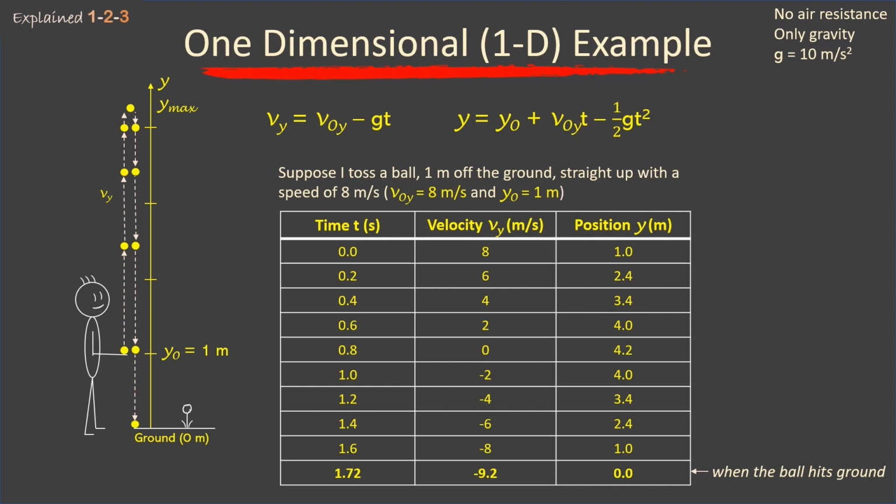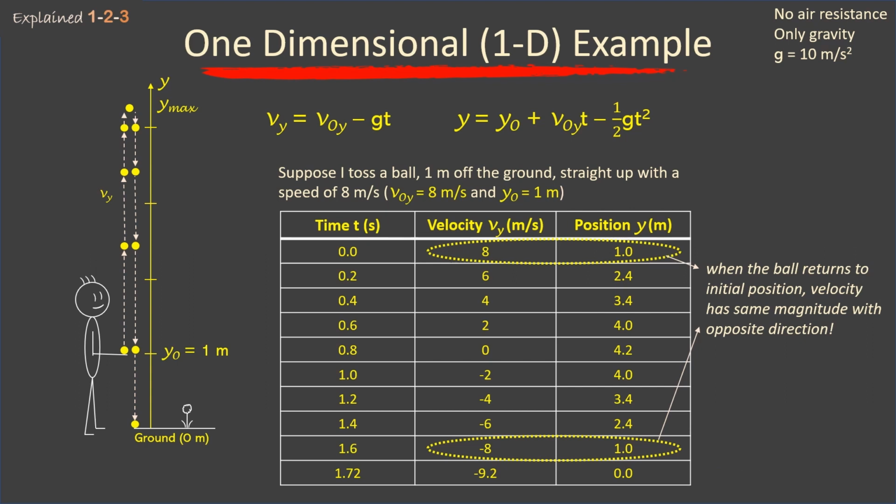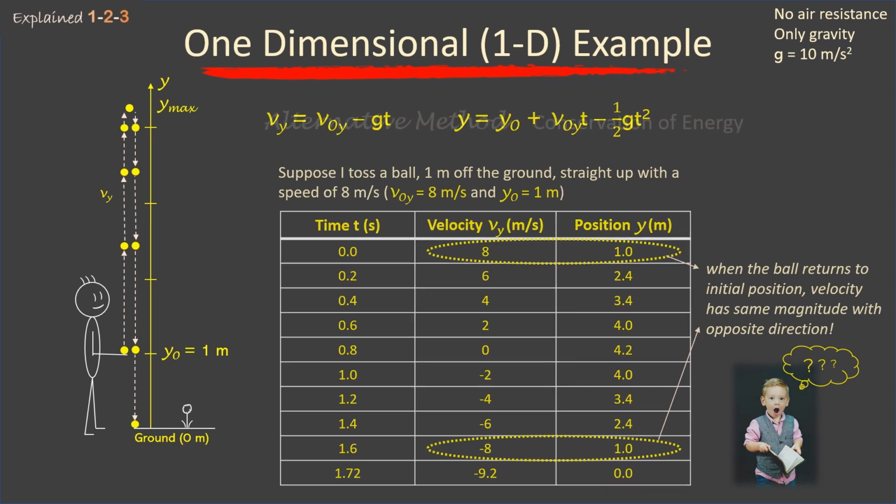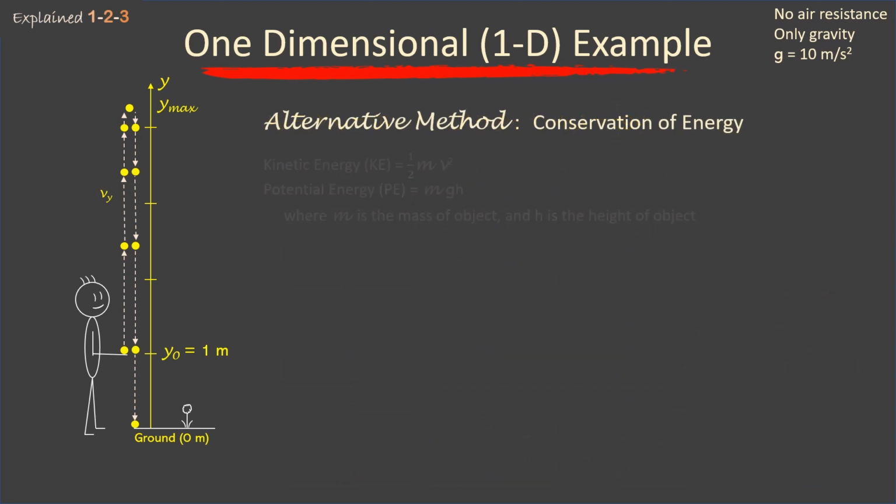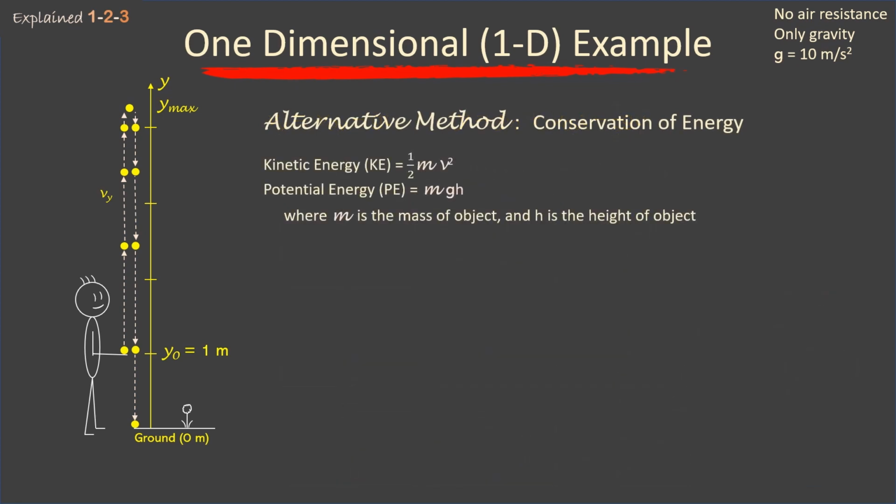One thing we see very interesting is that when the ball was first tossed up at 1 meter from ground, the velocity is 8 meters per second pointing upward. When the ball, after going up, returned to the same starting position, 1 meter from the ground, the velocity is also 8 meters per second, except it's pointing downward this time. Wow. That's interesting. Coincidence? Actually not. This is a good segue to our final bonus topic, an alternative method by using conservation of energy.